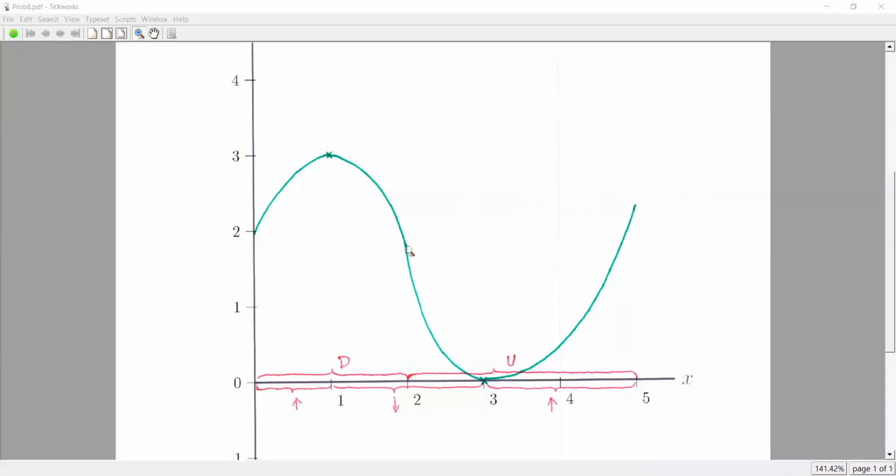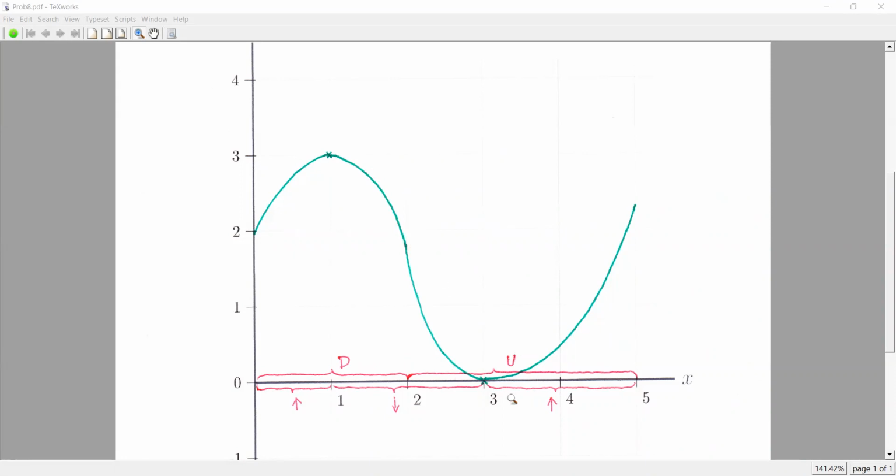This point is a point of inflection because the curve changes concavity at this point. The curve changes from concave down to concave up at this point. So this point is a point of inflection.